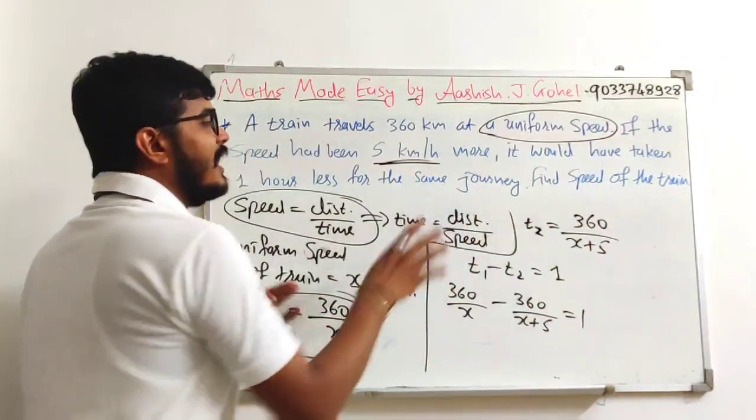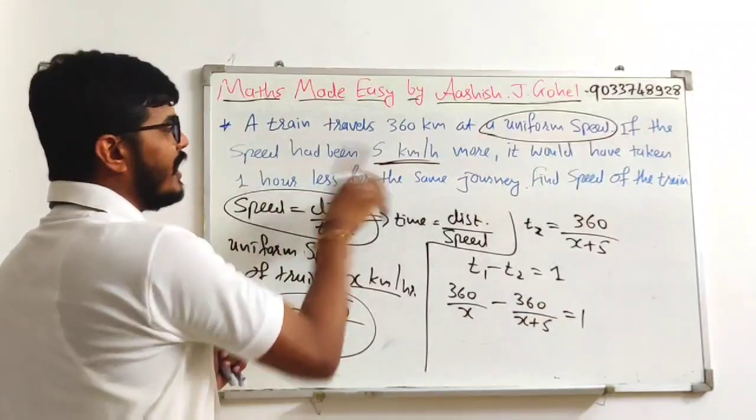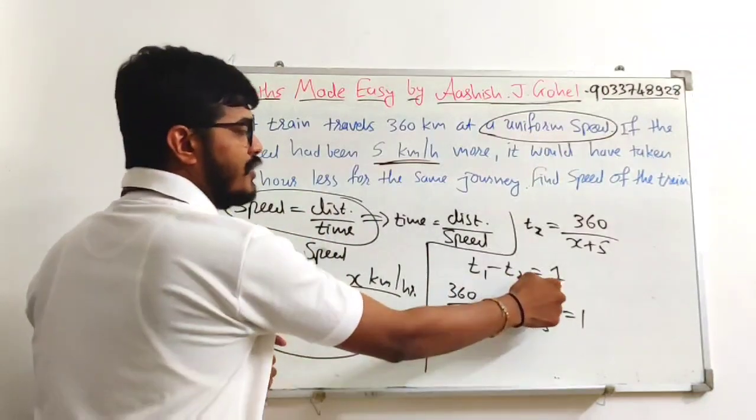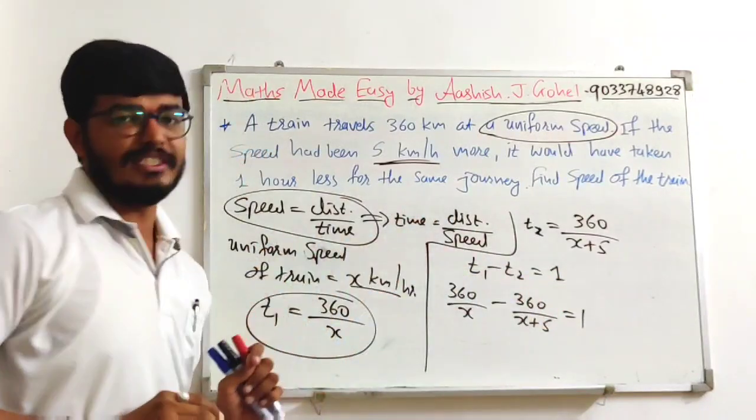Now already we know that t2 is lesser than t1. How much lesser than t1? 1 hour. 1 hour less. So t1 minus t2 is equal to 1. We have put the value of t1 and t2. Now we will simplify this.